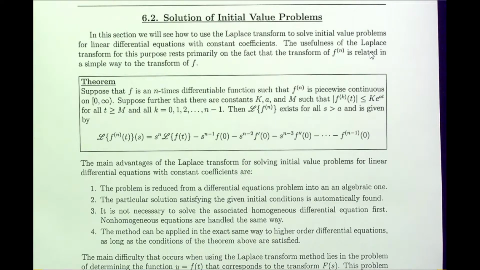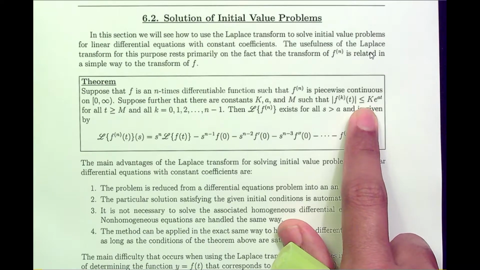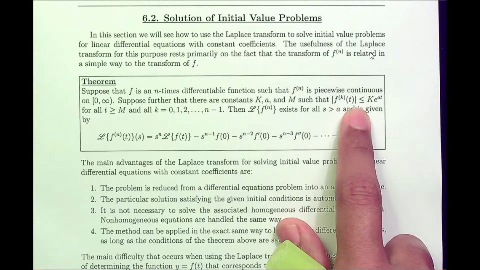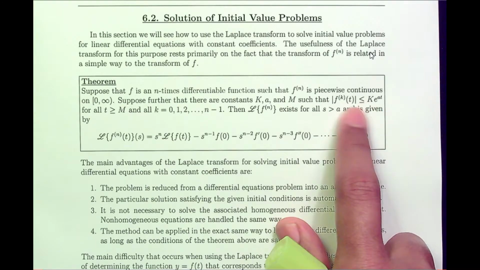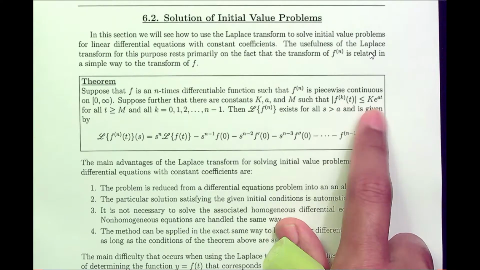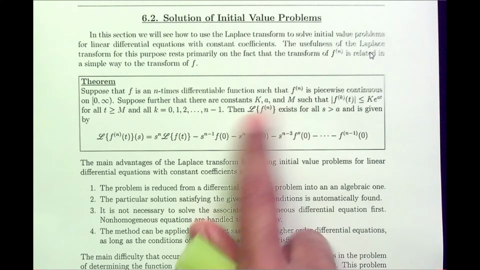Okay, anyway, suppose the function is differentiable n times and the nth derivative is piecewise continuous. And suppose further that all the derivatives are exponentially bounded. So this condition right here is usually abbreviated by saying the derivatives are exponentially bounded. That basically means that functions don't grow too quickly. They don't grow faster than some exponential function times a constant multiple. So they don't grow too quickly. Okay, so they're exponentially bounded, and that is true for all the derivatives, all the way to the n minus one.